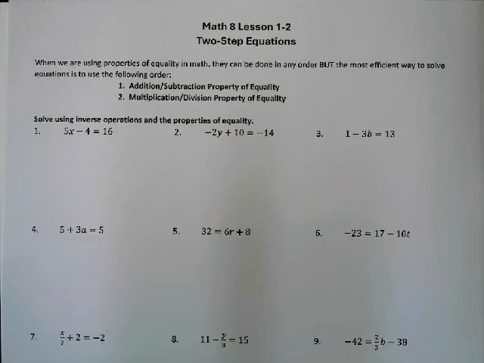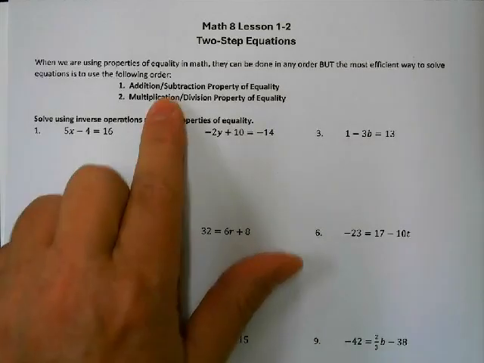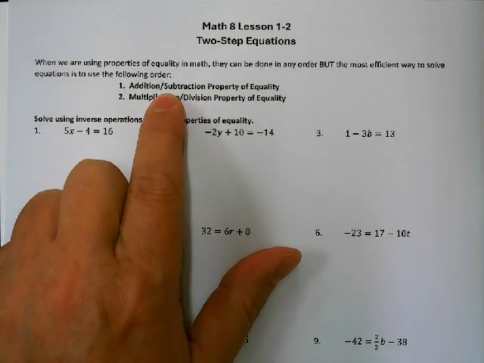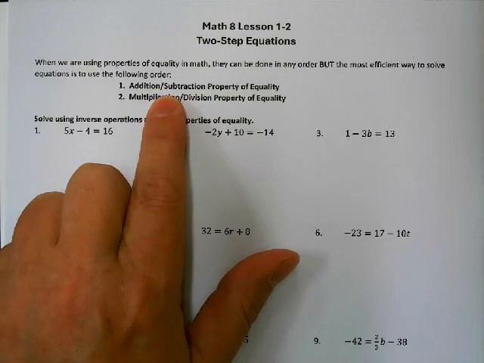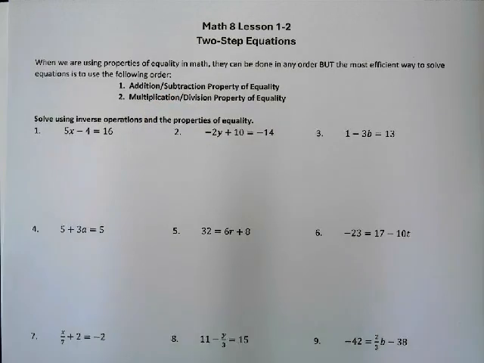But the most efficient way, probably the easiest way, to use our properties of equality is in this order. Always try to do addition and subtraction to both sides of the equation first, and then do the multiplication or division property of equality. So it's kind of backwards to how we would do order of operations. In order of operations, we would do multiplication first, but here we want to do addition or subtraction first.